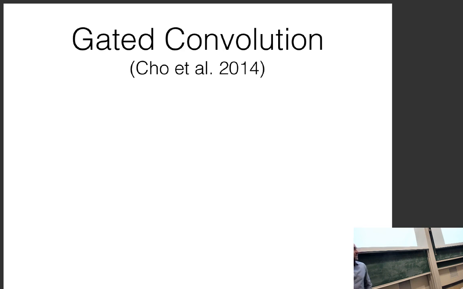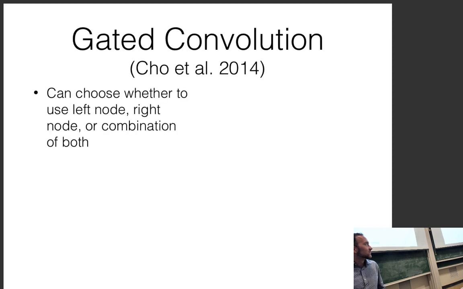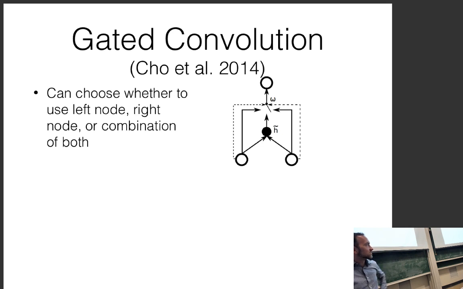So an example of a soft tree structure actually goes back to the very early days of neural machine translation, or of the current iteration of neural machine translation anyway, by Cho et al. in 2014. So they had something called gated convolution, where basically the gated convolution could choose whether to use the left node, the right node, or a combination of both. So they had this gate that either just inherited the information from the right, or inherited the information from the left, or inherited the information from some combination of the two.